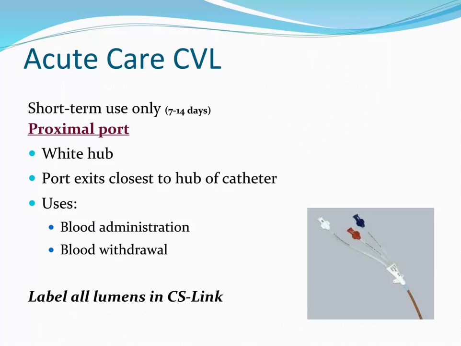This means that the exit site for this line is the closest to the hub of the catheter. Think of it as the close proximity to the hub. This line should be used for blood administration and blood withdrawal. Makes sense, so there is a shorter distance on this lumen and less chance for clotting, and you won't be pulling back diluted blood from IV infusion during phlebotomy.